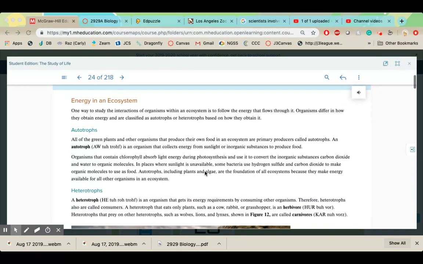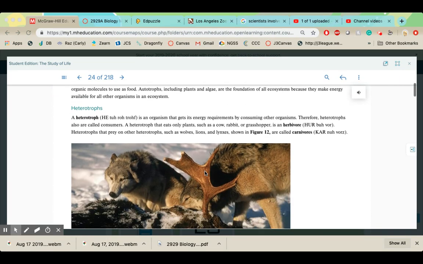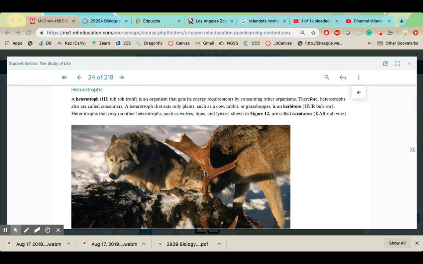So autotrophs are organisms that make their own food. Autotrophs are usually plants, although some types of plankton can make their own food using photosynthesis. And then there are heterotrophs. Heterotrophs are organisms that eat other things. So all of you are heterotrophs, meaning you eat other things to get your food.